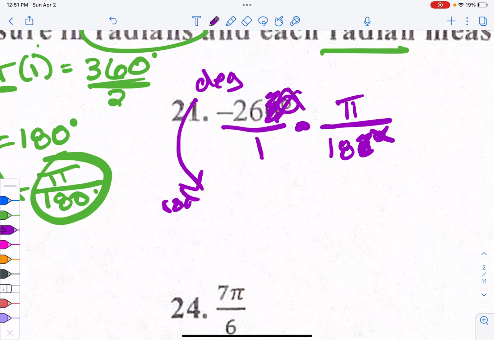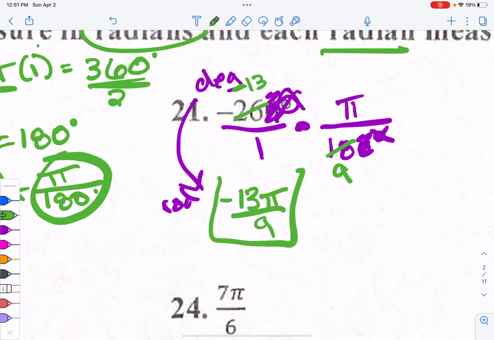And then I look at 26 and 18, and those are both divisible by 2, I think is the largest. So this would be 13. Make sure the negative goes with it, so negative 13 over 9. So negative 13 pi over 9, and I think that is as far as you can reduce. So that is what the radian version of negative 260 degrees is.